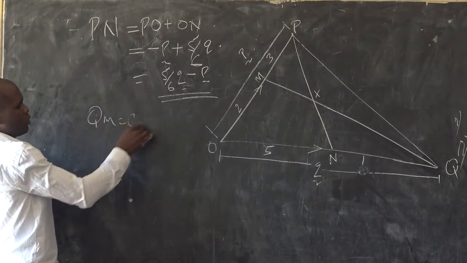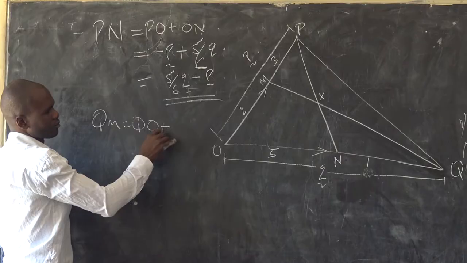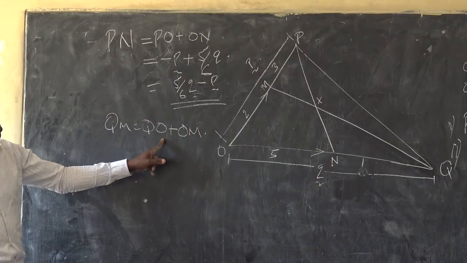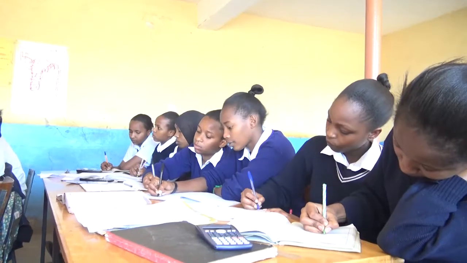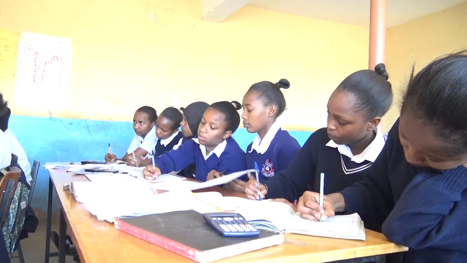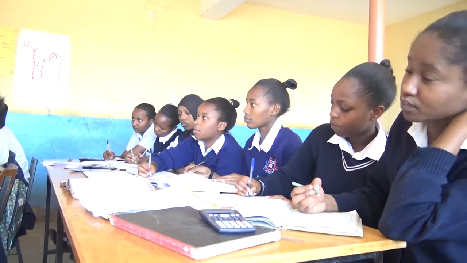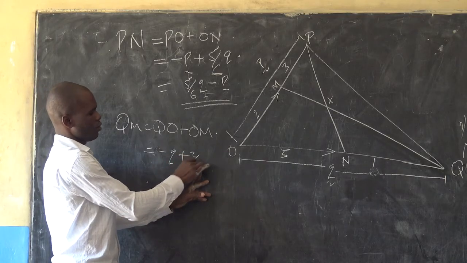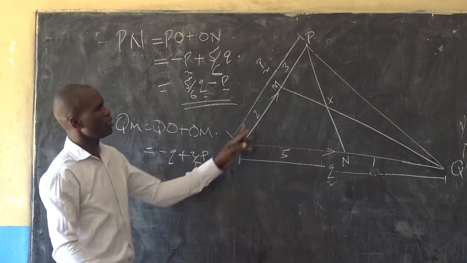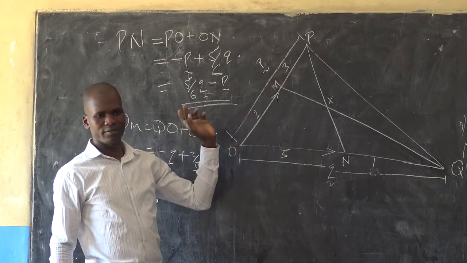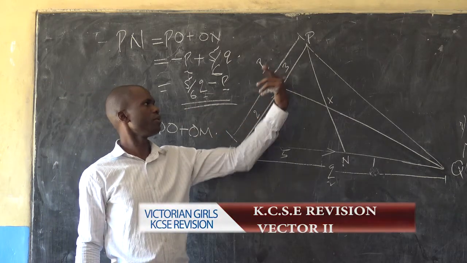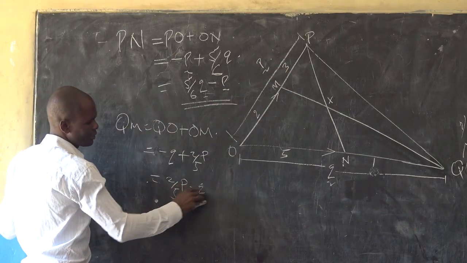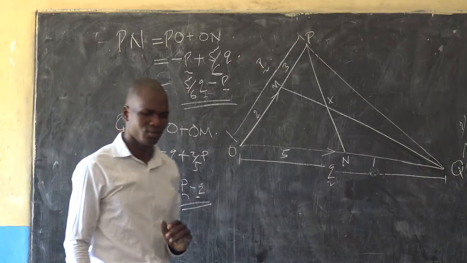QO plus OM. Now what is QO? It is negative Q, because we are just changing the direction. The direction is from O to P, but now we are moving from O to Q. What is OM? It is 2 over 5 of OP, simply because the total ratio here is 5. And OM is 2 over 5 P, so this is 2 over 5 P minus Q. And we are done with the first part.